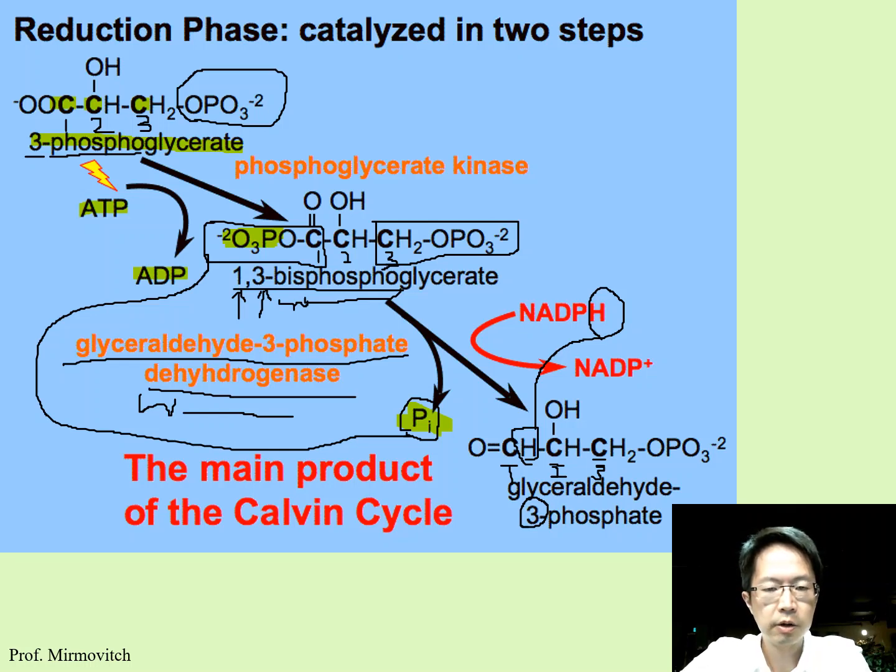Oh, sorry, I forgot to mention this. The enzyme for the first step is called phosphoglycerate kinase. The word kinase, this enzyme kinase always does phosphorylation.